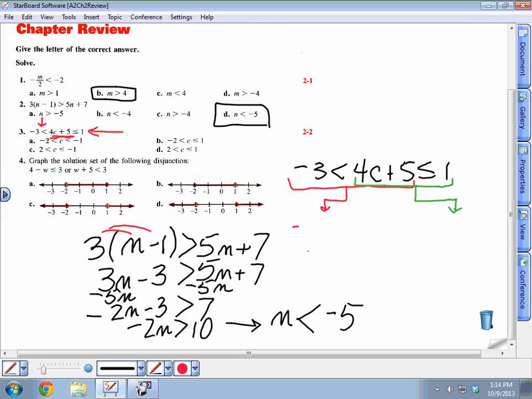So we have minus 3 is less than 4c plus 5. Now notice I could read it as a less than sign now because I'm reading it left to right and I only have one inequality symbol in there. So I'm solving this side. I can subtract 5 from both sides, get minus 8, and divide by positive 4. If I divide this by 4, I get negative 2.